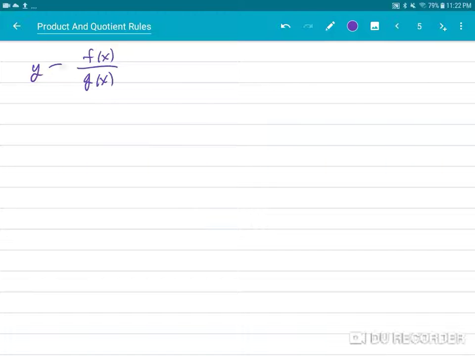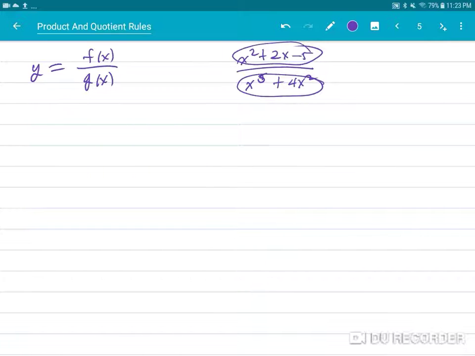Okay, so if y is the quotient of two functions that we are able to differentiate separately, then we can get the derivative of the function f of x over g of x. This is something that might look like x squared plus 2x minus 5 over x to the fifth plus 4x squared or something. So a function that we can differentiate over a function we can differentiate, then I have a quotient of two functions. So that's the idea, okay?